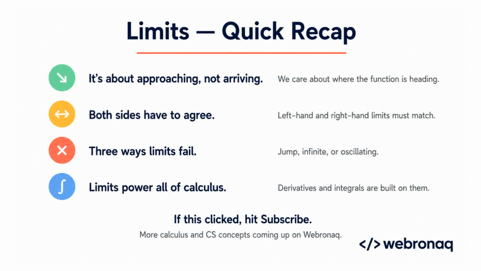Alright, let's wrap this up. A limit is about approaching a value, not actually arriving at it. We care about where the function is heading, as the input gets closer and closer to a specific point. For a limit to exist, both sides have to agree. The left-hand and right-hand limits must match. And we saw 3 classic cases where limits don't exist: jumps, infinite blowups, and oscillations that never settle.